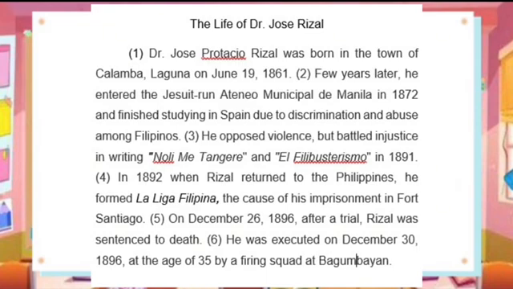In 1892, when Rizal returned to the Philippines, he formed La Liga Filipina, the cause of his imprisonment in Fort Santiago. On December 26, 1896, after a trial, Rizal was sentenced to death. He was executed on December 30, 1896 at the age of 35 by a firing squad at Bagong Bayan.